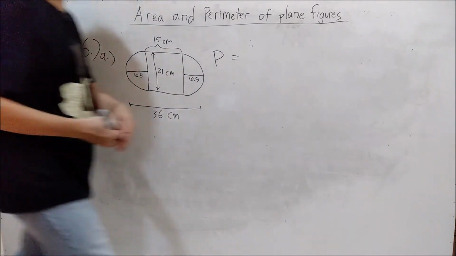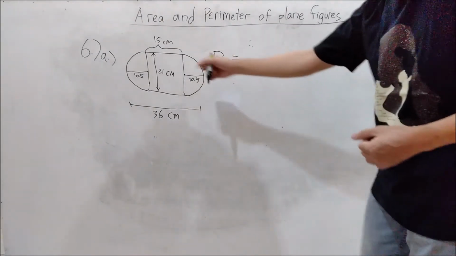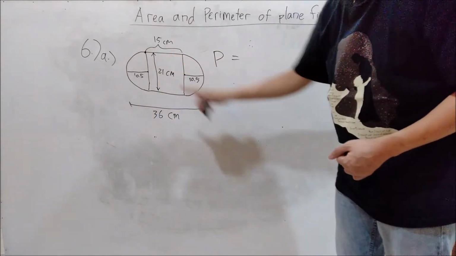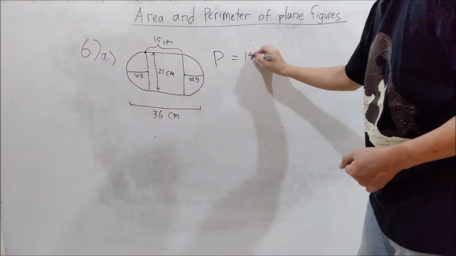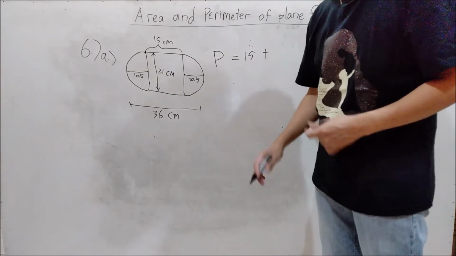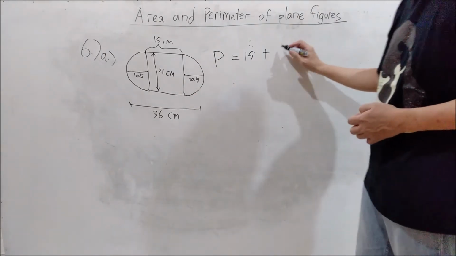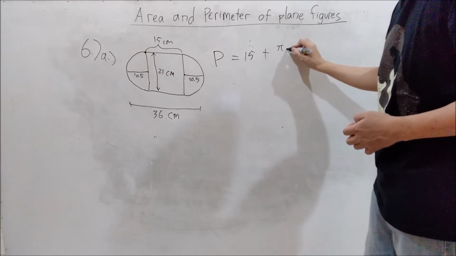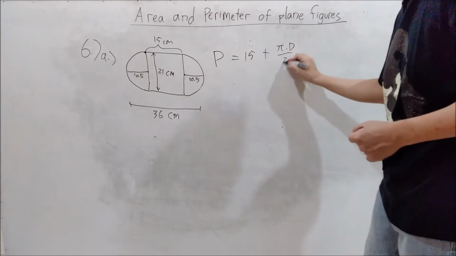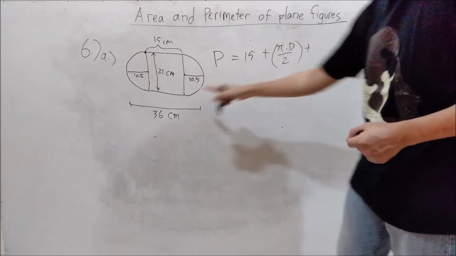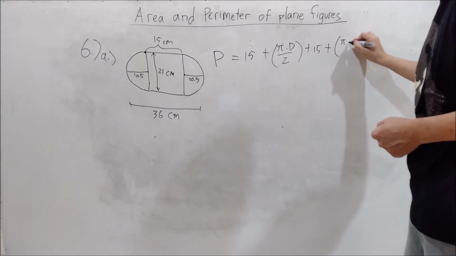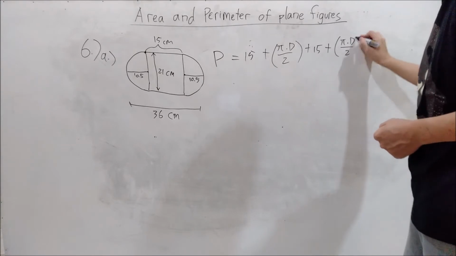So what is the perimeter of the figure? We just have to add it up. Let's start from this point. First, we are going straight, so it is 15 centimeter plus half of the circle. How do we find half of the circle? We know that pi times d is the perimeter of a circle, and then we divide it by 2. And then plus another 15, and then plus another pi times d divided by 2.